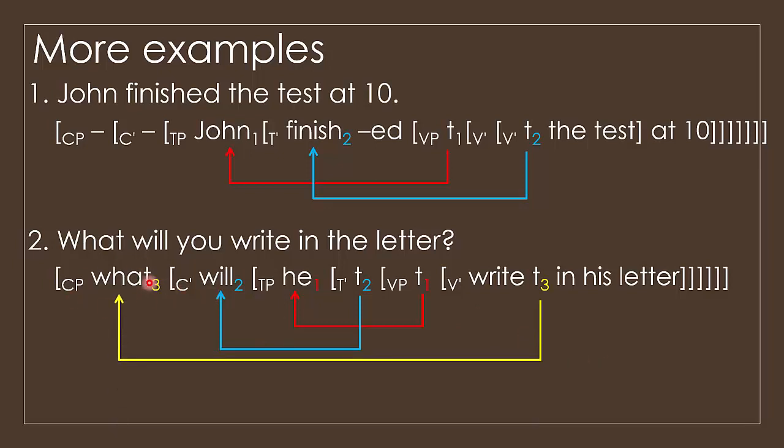And then the last here is the movement of what over here from the complement of write, from this position over here. This is trace 3. It moves to the specifier of C over here. Well, that's all about the movement in English.